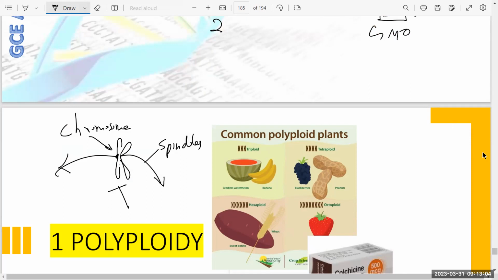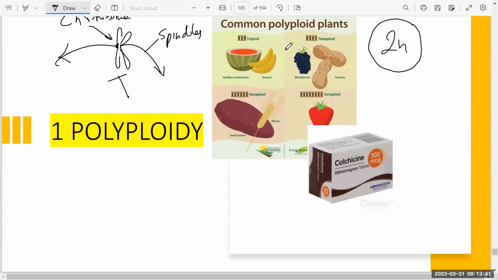As a result, we can produce cells that are not just 2N. We can produce cells with 4N, tetra, hexa, octa. We can even try a triploid, with many chromosomes in one cell. So this is the polyploidy technique we use to produce better varieties of crops.